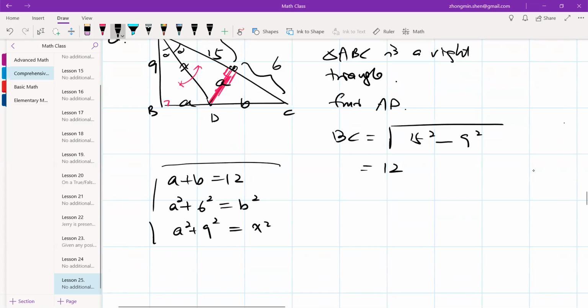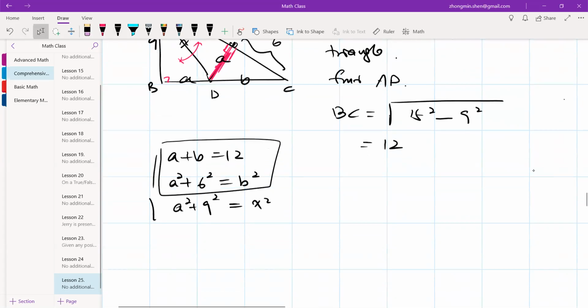I think we can get it from the first one, get A. If you get A, then you get X squared, right? You want to find X. How do you get A?